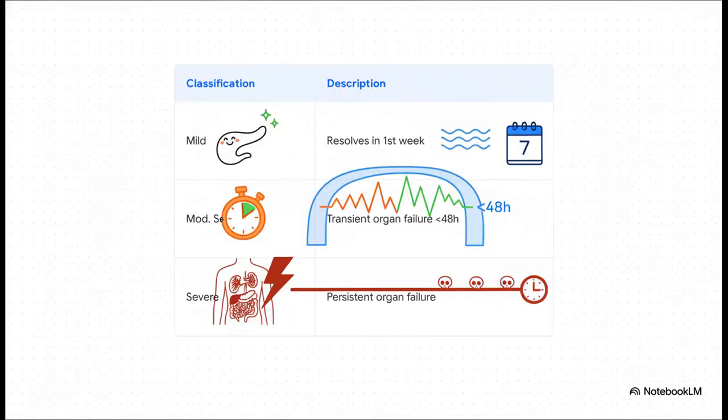Using the revised Atlanta classification really helps us categorize patients efficiently. Mild acute pancreatitis is the most common. No organ failure usually resolves in a week. But focus your attention on the moderately severe classification. It's defined by the presence of transient organ failure. That means the organ dysfunction is present, but it clears up within that critical 48-hour window. If it persists beyond 48 hours, now we're dealing with severe acute pancreatitis, and that carries a significantly higher mortality risk.